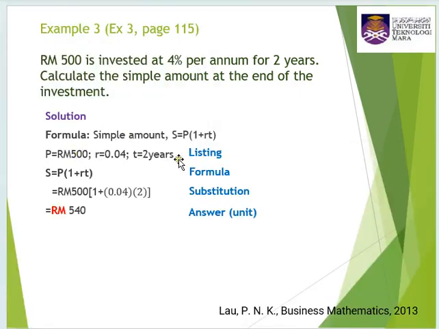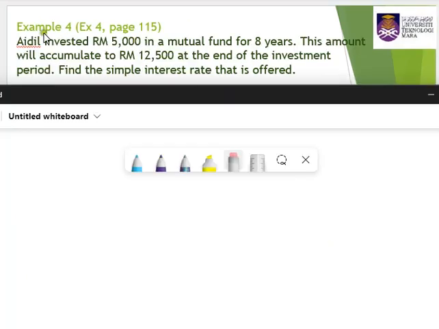As I have stated here, first of all you need to list out, then get the formula, substitute into the formula, then lastly the answer with the unit. Let's proceed with example 4. Ideal invested 5,000 in a mutual fund for 8 years. This amount will accumulate to 12,500 at the end of the investment. So from here, obviously, this is your value S. Because accumulated, right, at the end of the investment, this is all the key. Find the simple interest rate that is offered. So means that you may need to find the value of R.